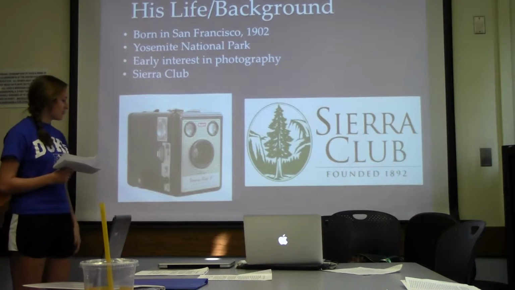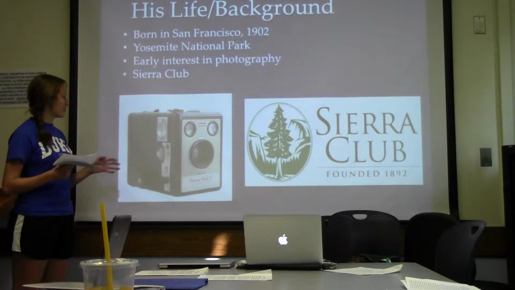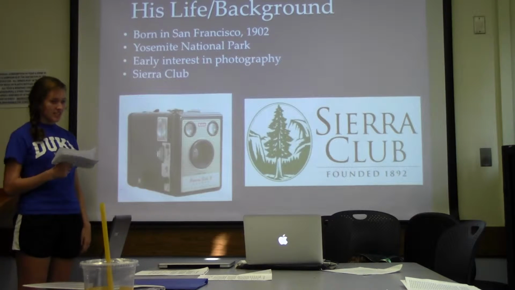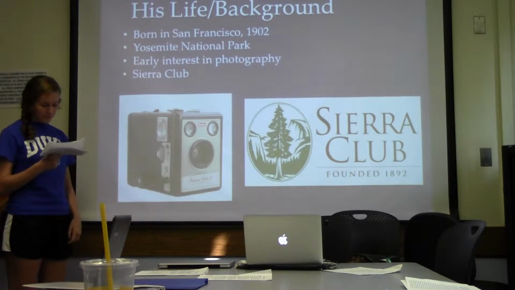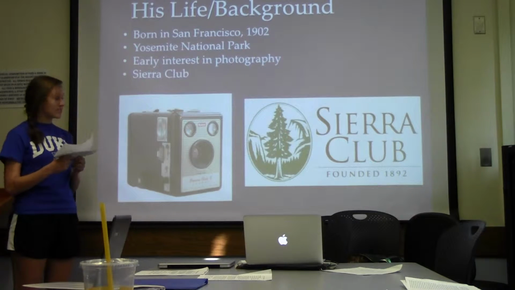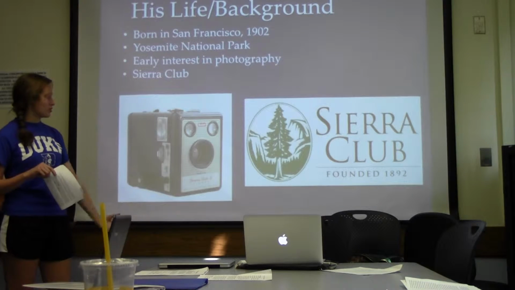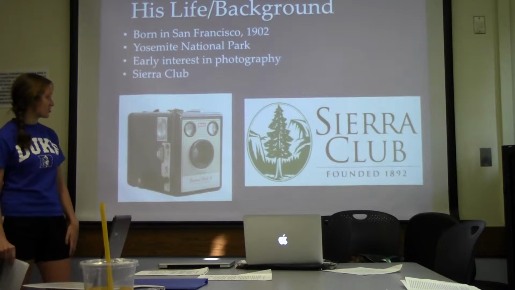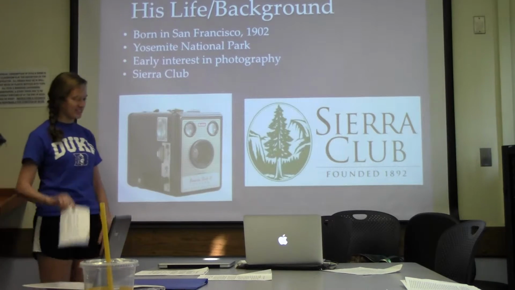Once he was there, his parents gave him a Kodak Brownie camera. This is what it looks like. He was allowed to take photos, and that drove his initial interest in photography. He would visit Yosemite every year thereafter. And also when he was 17, which was pretty young, he decided to join the Sierra Club, which works to preserve natural wonders domestically and internationally. And he was president of it from 1936 to 1970.